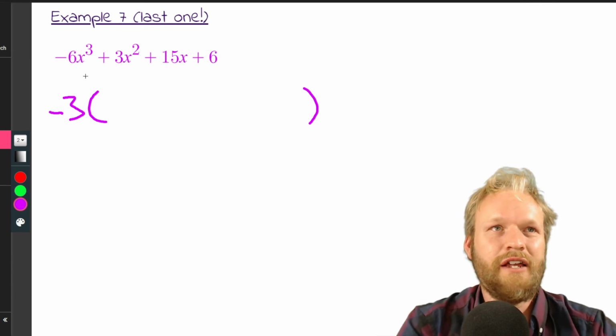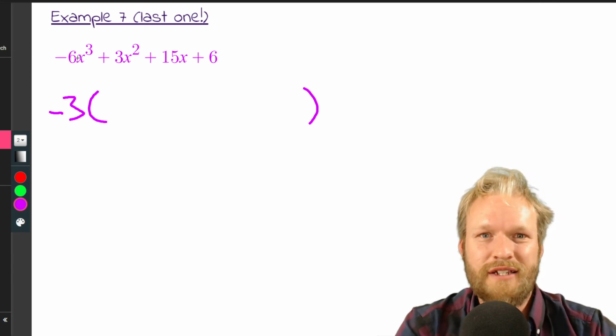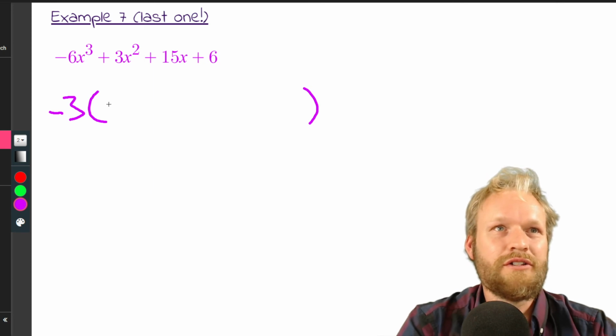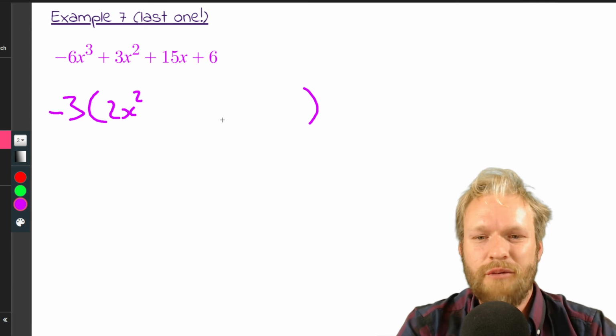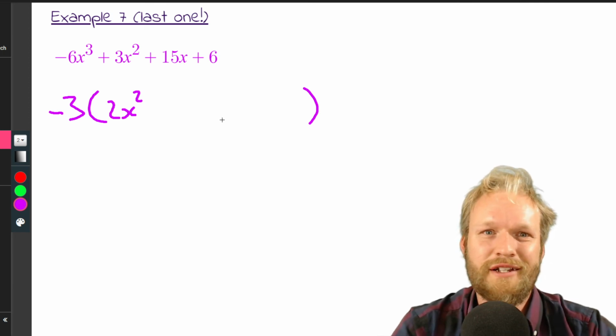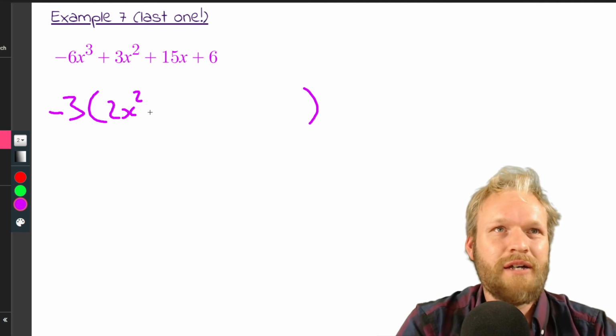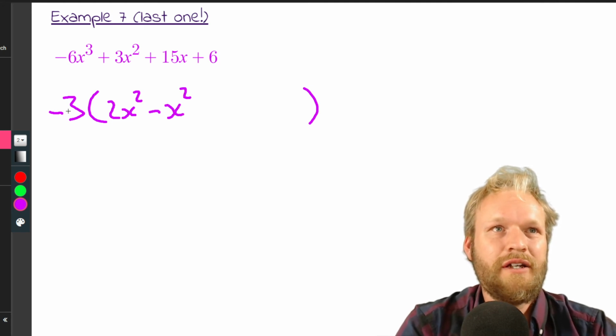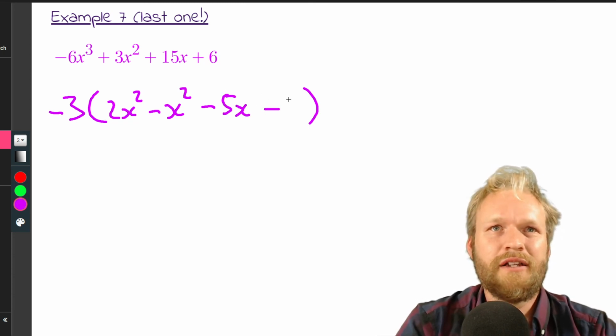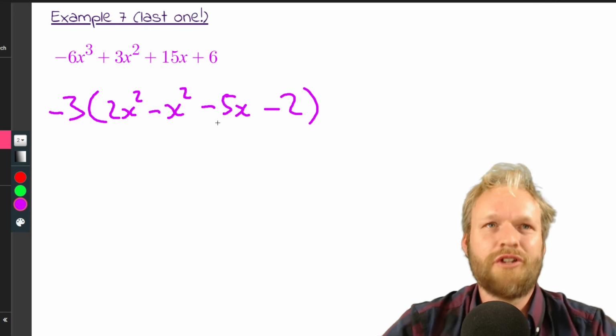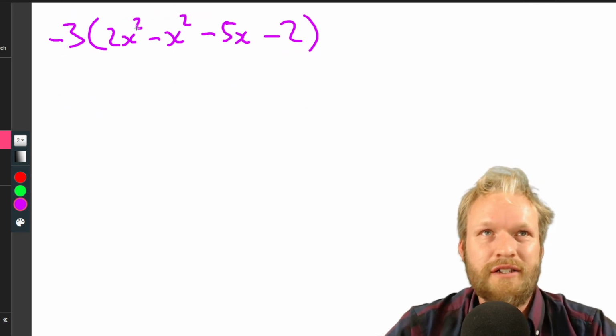So negative 3 times what gives us negative 6x cubed? Well, this is going to be 2x cubed. And so we're going to go and complete the rest. So go for it. Complete the rest and let's take it from there. So you went, cool, well, that must be a negative times a negative x squared. Negative times, again, another negative makes 5x. And negative 3 times, I think that's negative 2. Yeah, that seems to look good. Now we're ready to factorize this bracket.